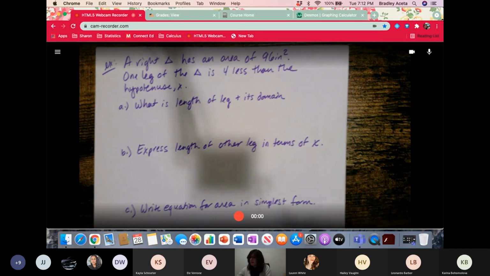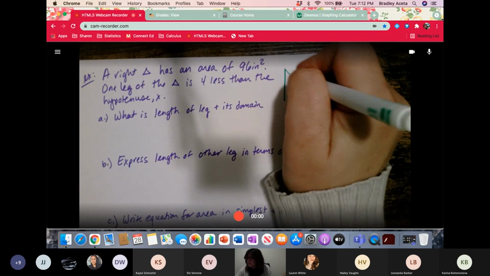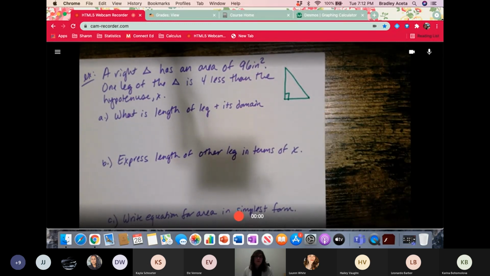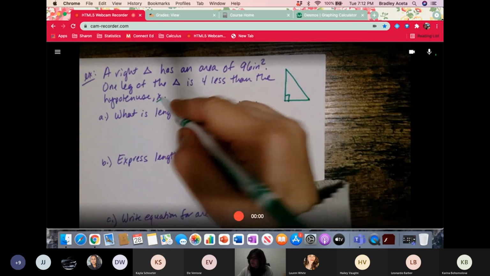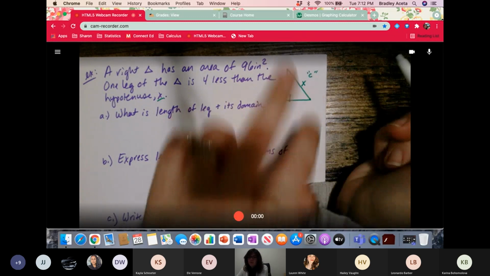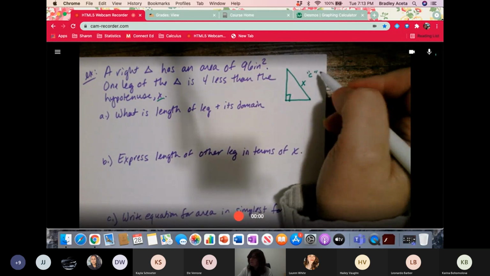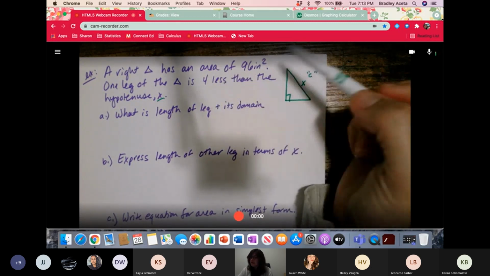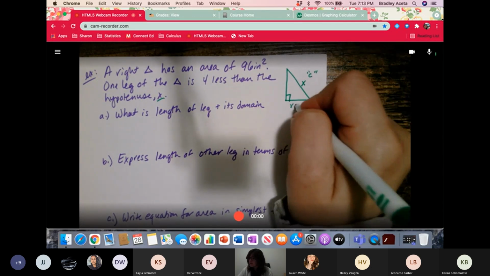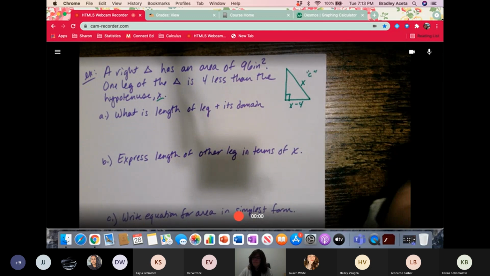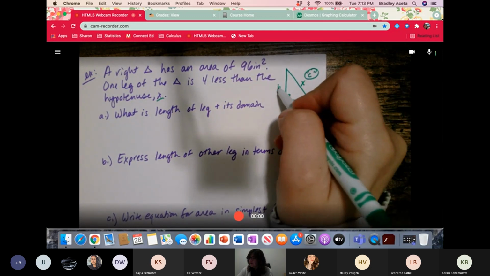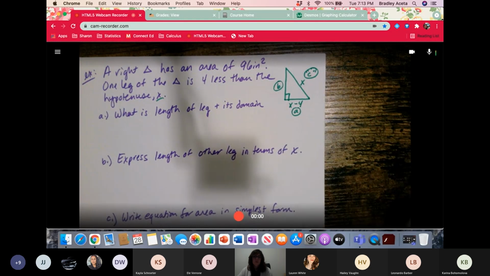Okay, so got a right triangle. I like to draw when I do geometry questions, so I kind of label things. The hypotenuse they told us was x. Sometimes we call the hypotenuse c, by the way. So I'm going to put a little c over there. One leg of the triangle is 4 less than the hypotenuse, so I'll just say 4 less than x. We'll call that a. This will be c. This side, I don't know, we'll call it b. We'll be able to figure it out, though.